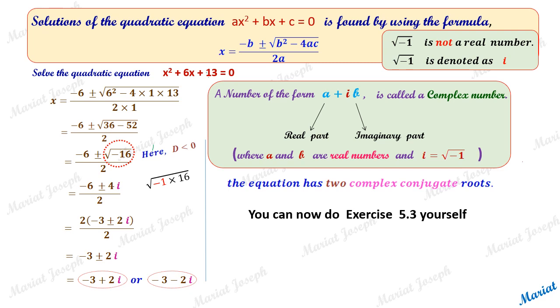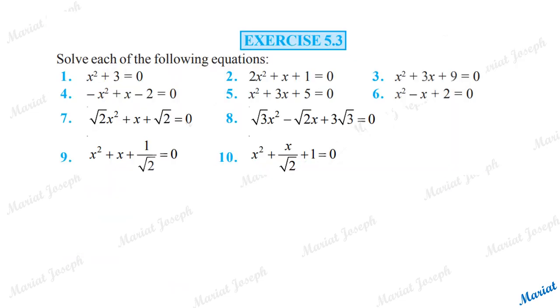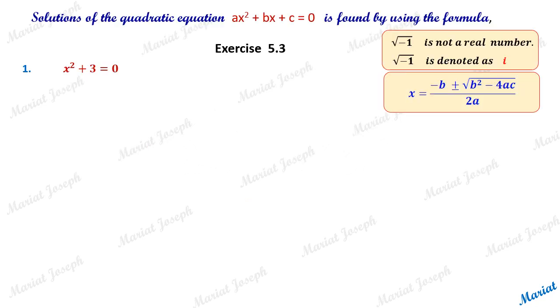Solving quadratic equations. In your exercise 5.3, a lot of quadratic equations are given. In all of them, you will notice the discriminant will come out to be negative. Because of that, the solutions will contain the iota i. Therefore, the solutions will be complex numbers. The answers will be complex numbers.